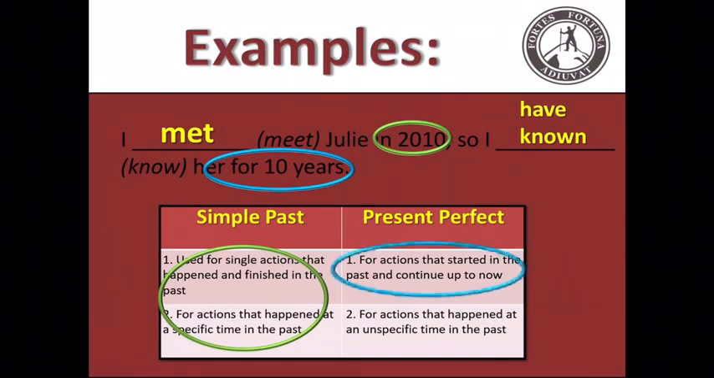There we are. I hope the difference between the two tenses is a little clearer for you. If not, check this video and also the tenses videos that I have already posted.